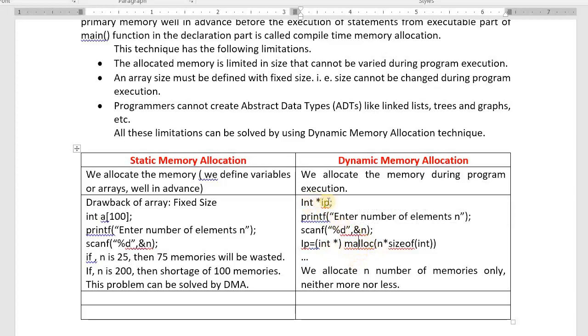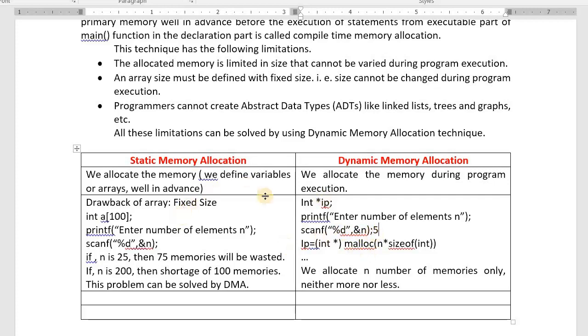In order to use the malloc function, we need to have the knowledge of pointers. See here, int asterisk ip. This is a pointer variable. Afterwards I am asking the user, enter the number of elements. If I enter 5, only 5 memories will be allocated: 5 into size of int. Size of integer means 2 bytes, so 5 twos are 10. 10 bytes are allocated, 2 bytes for each number, neither more nor less. The first address will be stored in ip. I will explain malloc in detail, don't worry.